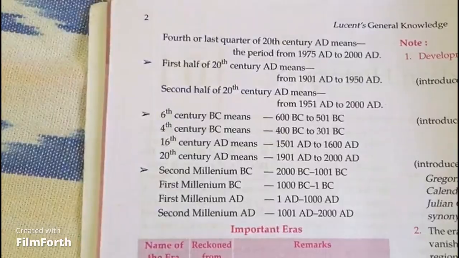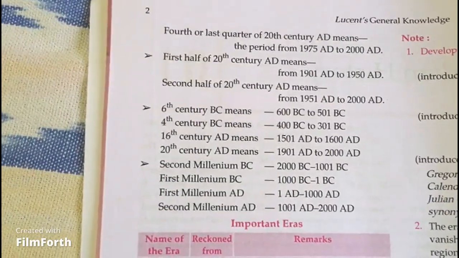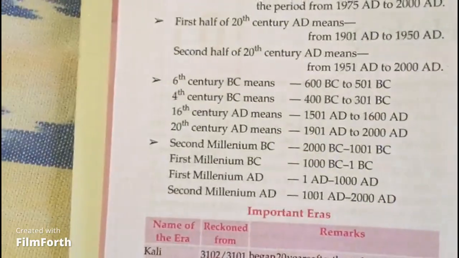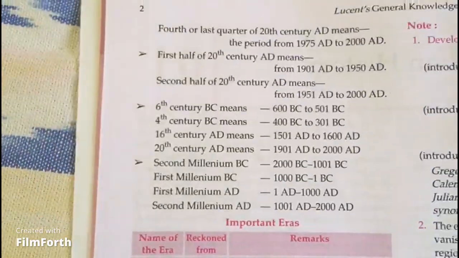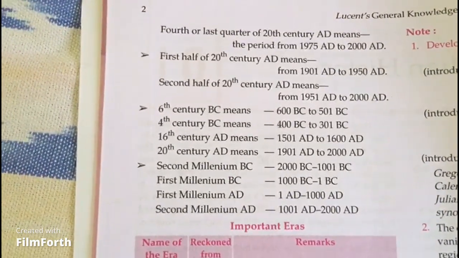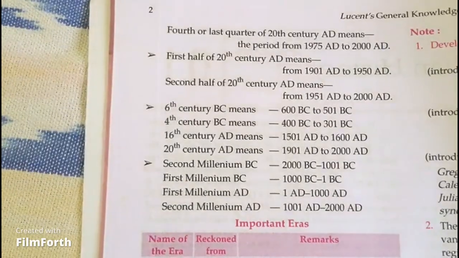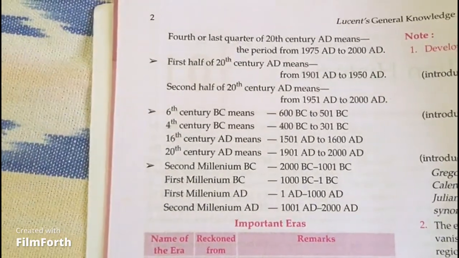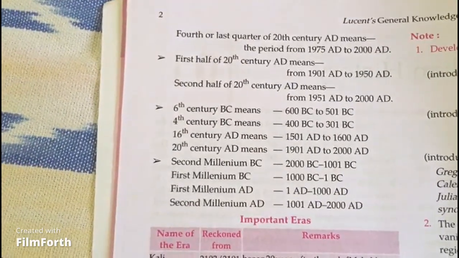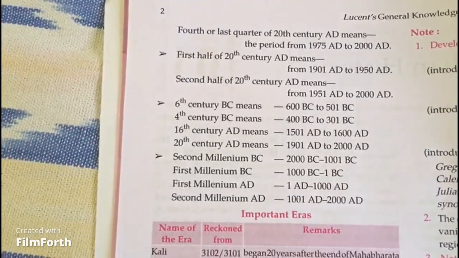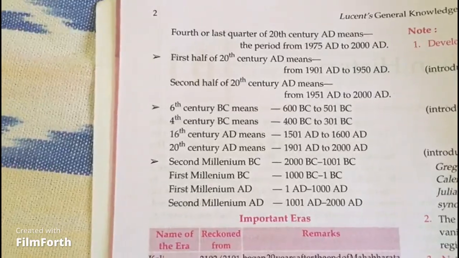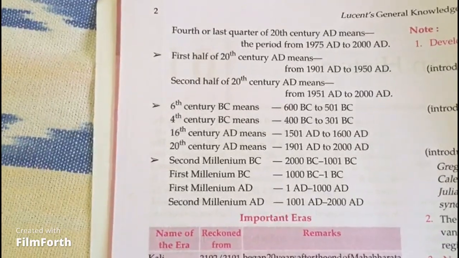6th century BC means 600 BC to 501 BC. 4th century BC means 400 BC to 301 BC. 15th century AD means 1501 AD to 1600 AD. 20th century AD means 1901 AD to 2000 AD.